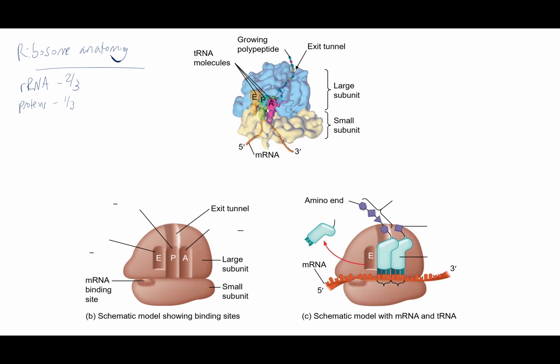Way, way, way back when we talked about the structure of a cell, where did we say that ribosomes were made in a eukaryotic cell? Goes way back. Like a built-in review for you. They're not made in the cytoplasm. In a eukaryotic cell, they're actually made in the nucleolus. And they're assembled in two parts. There's a large subunit and a small subunit.